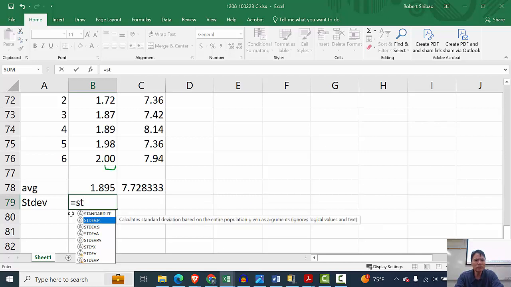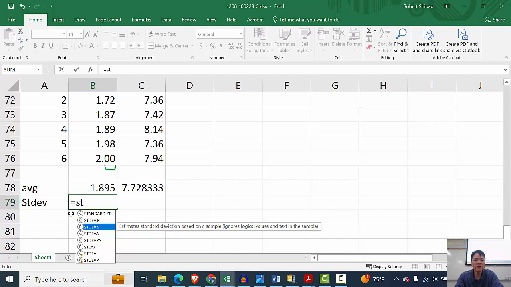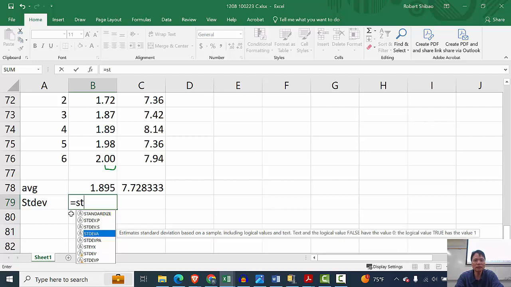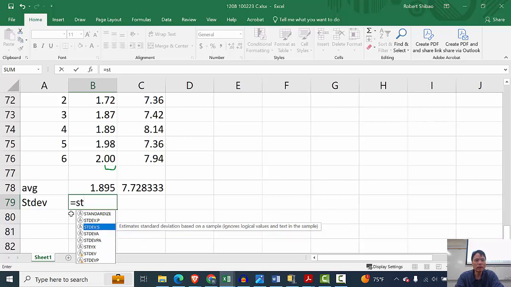The first standard deviation is STDEV.P. It calculates the standard deviation based on the entire population given as arguments. Or we have STDEV.S. It estimates standard deviation based on a sample. Or we have STDEVA, STDEVPA. And what we're going to do is use STDEV.S. It estimates the standard deviation based on a sample.